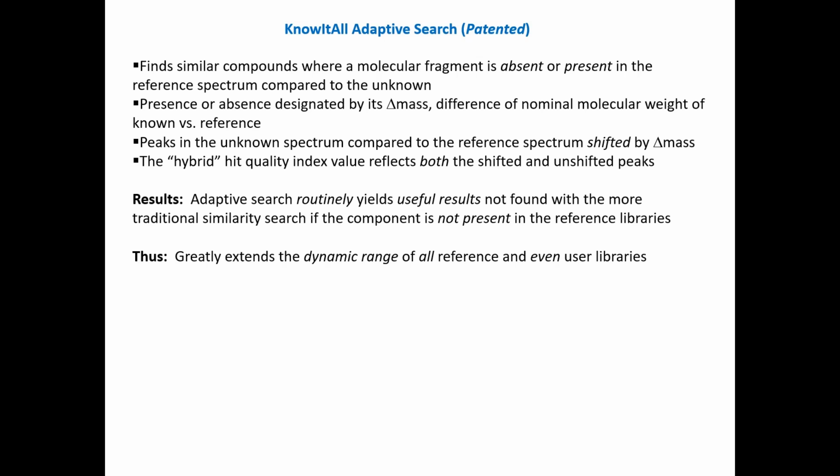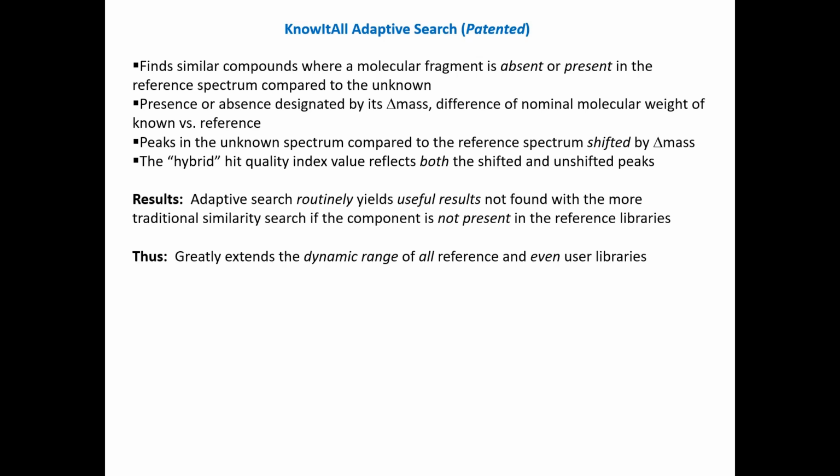The KnowItAll adaptive search finds similar compounds where a molecular fragment is absent or present in the reference spectrum compared to the unknown. The presence or absence is designated by its delta mass value, and it's the difference of the nominal molecular weight of the unknown versus the reference. Peaks in the unknown spectrum compared to the reference spectrum are shifted by this delta mass, and the hybrid hit quality index value reflects both the shifted and the unshifted peaks.